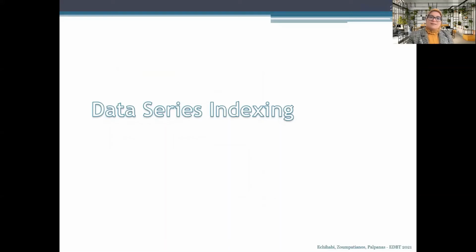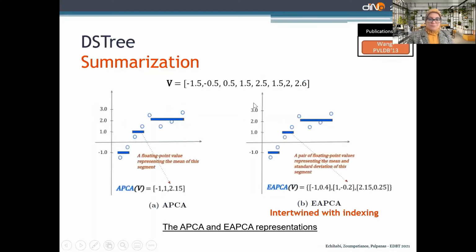We will now cover the data series indexing process. One popular technique in the data series community is the DS tree. The DS tree is based on the EAPCA summarization, which itself is based on the APCA representation. In APCA, a data series is represented with variable length segments, such that each segment is represented with a floating point value representing the mean of this segment. In EAPCA, extended APCA, a segment is represented not only with the mean, but also the standard deviation.